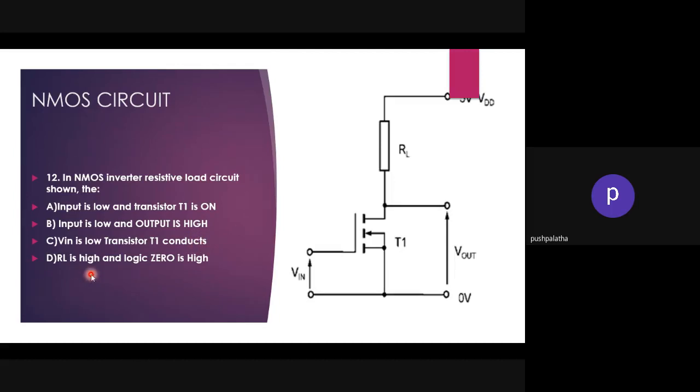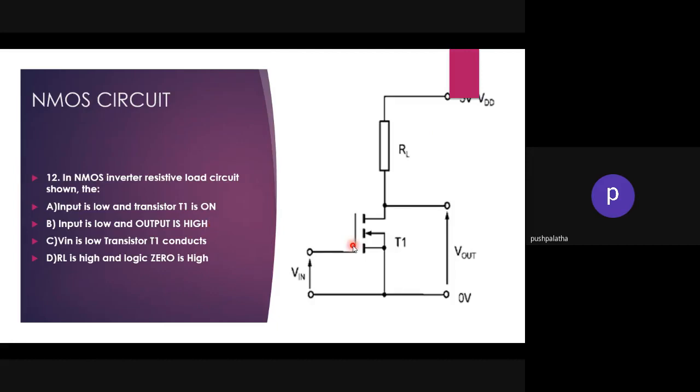Now RL is high and logic 0 is high. So this statement is also false. Now I have to go only for option B. Input is low and output is high. When the input is low, the transistor will not turn on. So the output is high. See, instead of a PMOS here, they have just connected an RL. So obviously, when this is not turned on, the output is high. So I can go for option B.